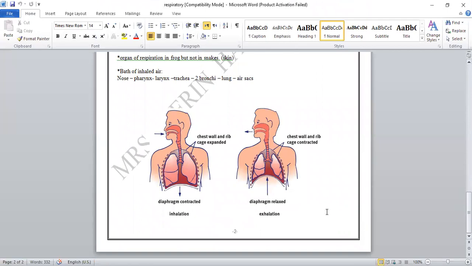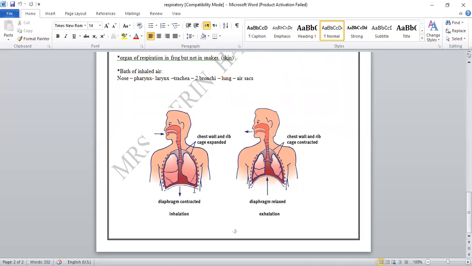I have inhalation and exhalation. During inhalation, what happened? Do you know what this small, delicate frame found under the chest is?